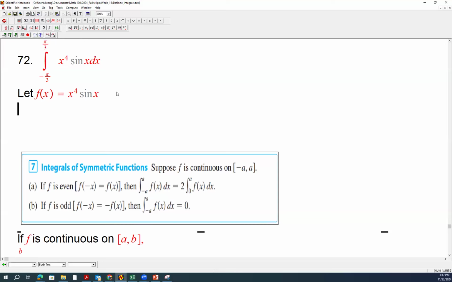So first, we're going to demonstrate f is odd. So f of negative x equals x replaced by negative x. A sine function is an odd function. Negative x to the power 4 is the same as x to the power 4. And sine of negative x is negative sine x.